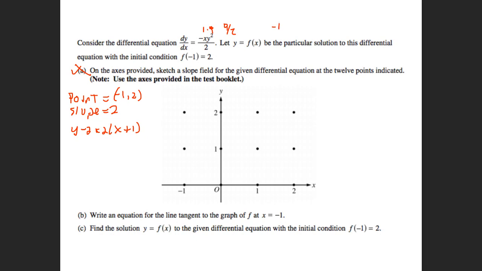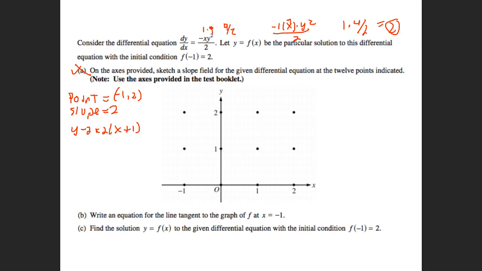So it's really -1 times x times y squared over 2. Well, my x value is -1. So if I put -1 in here, I get -1 times -1, which is +1 times y squared, which is going to be 4 over 2. So I think I'm going to stick with +2.